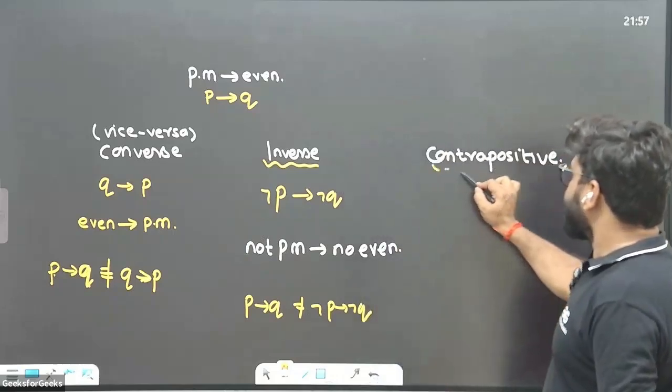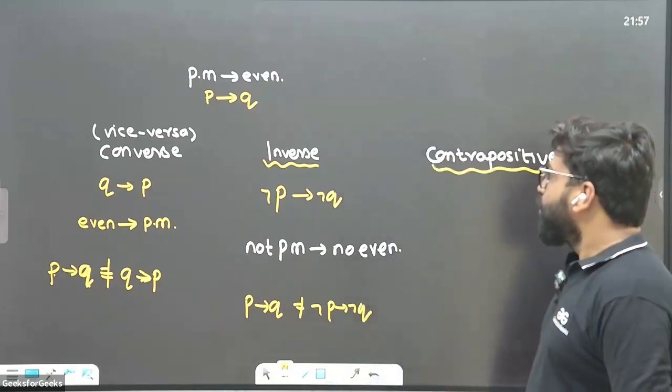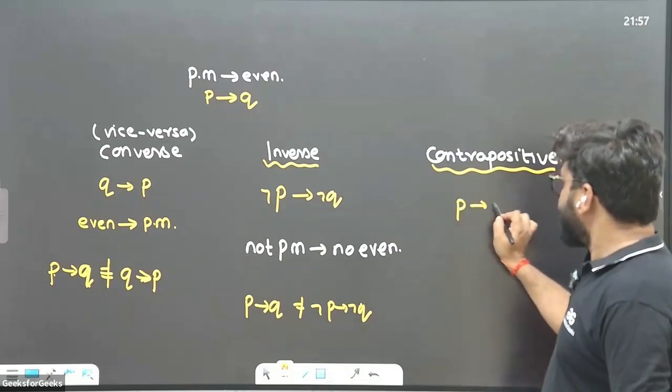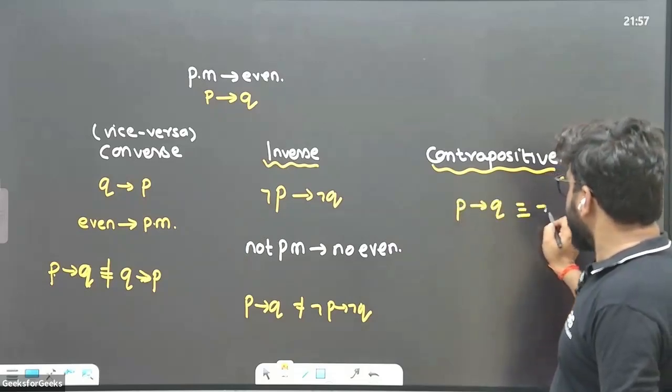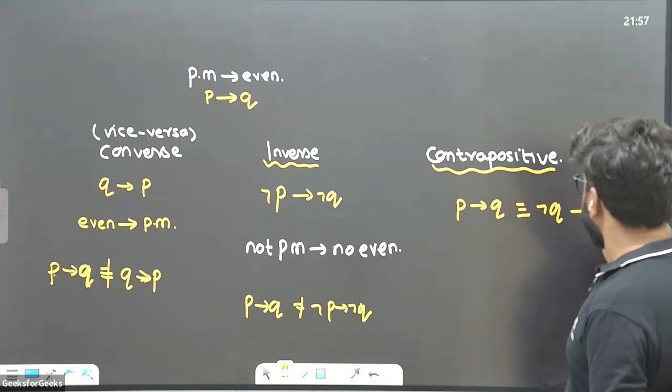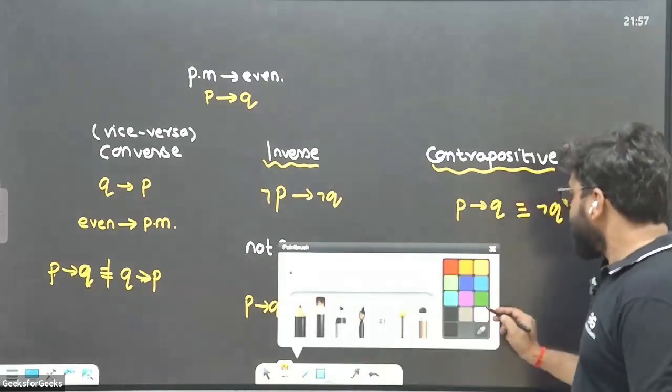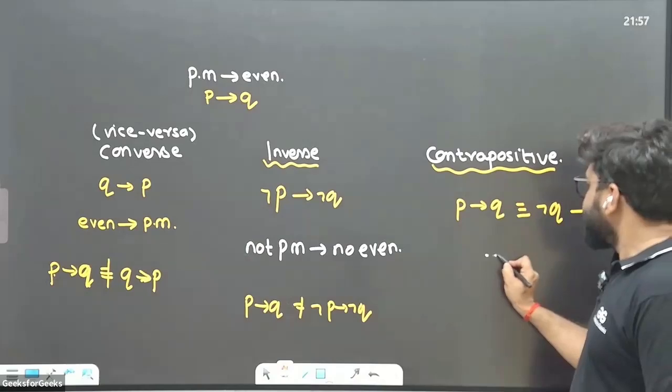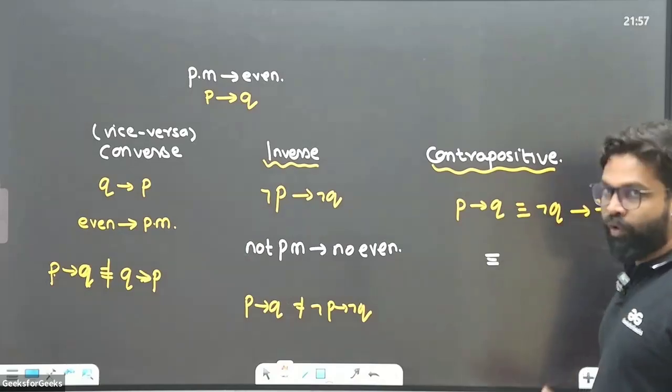Let's talk about the contrapositive. What does the contrapositive say? Contrapositive says that P implies Q is the same as negation of Q implies negation of P. But what exactly is the negation of Q? What is Q?